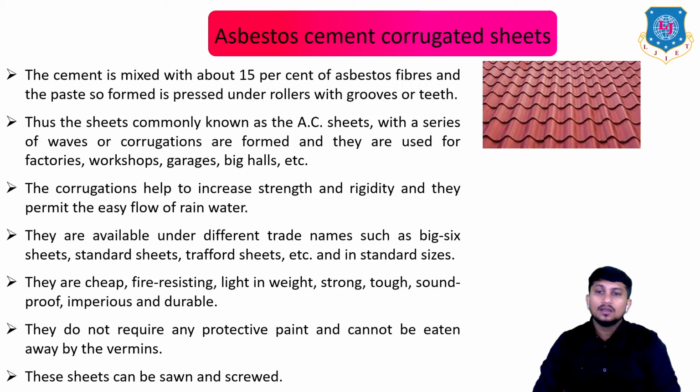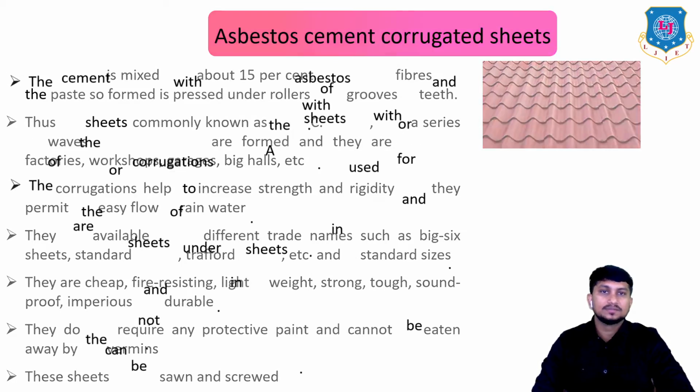They are cheap, fire resisting, light in weight, strong, tough, soundproof, impervious, and durable. This type of sheets does not require any protective paint and cannot be eaten away by vermin. These sheets can be sawn as well as screwed. So this is called asbestos cement corrugated sheets.